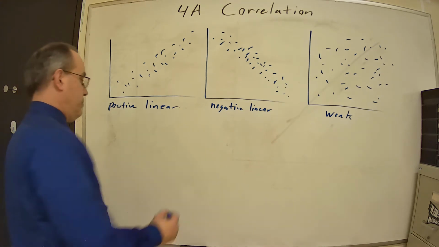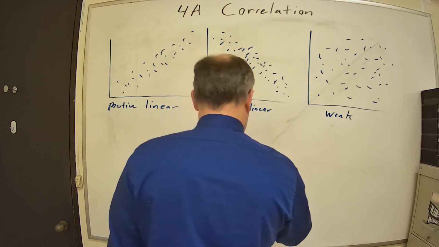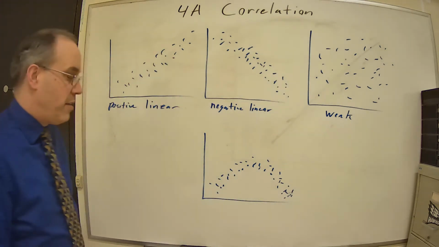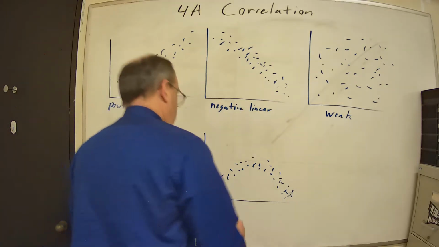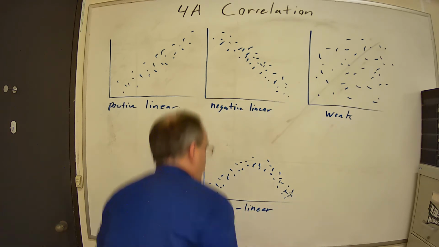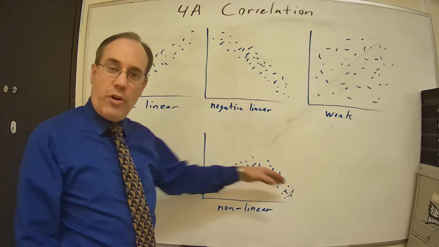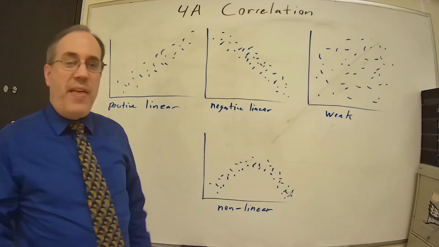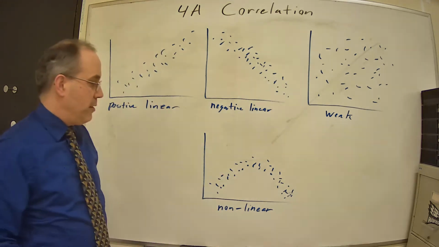And then the fourth one, the rainbow correlation. No, it's not really the rainbow correlation. This is a nonlinear correlation. A nonlinear correlation, meaning that there's obviously some sort of relationship, some correlation between the X and the Y values. They're trending, but that trend is not a line. It's this curve.